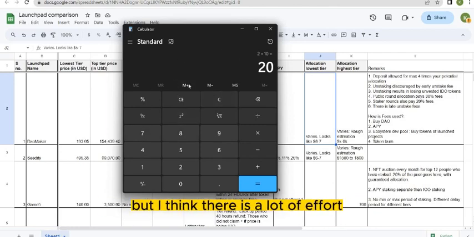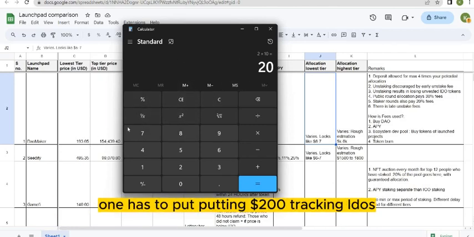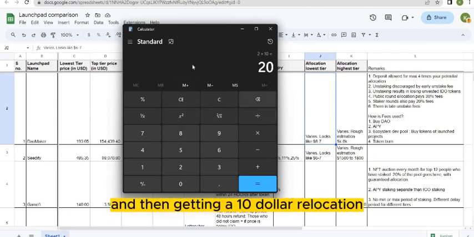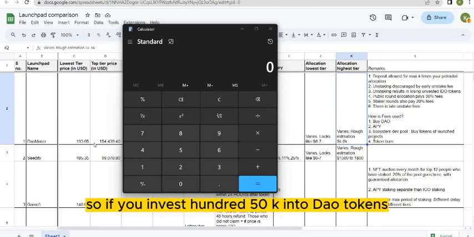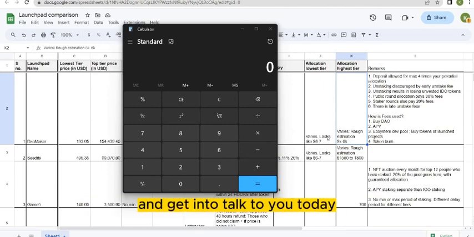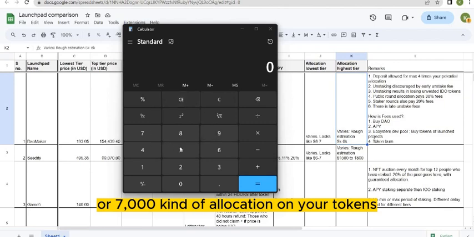But I think there is a lot of effort one has to put in: putting $200, tracking IDOs, and then getting a $10 allocation, and then tracking when it is listing, and then selling at ATH. There are a lot of constraints, right? So if you invest 150K into DAO tokens and get into top tier today, then you are poised to get a 5 to 6 or 7,000 kind of allocation on your tokens.